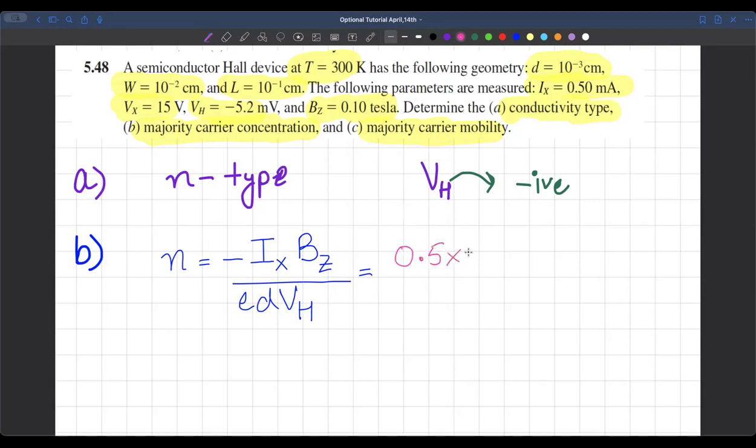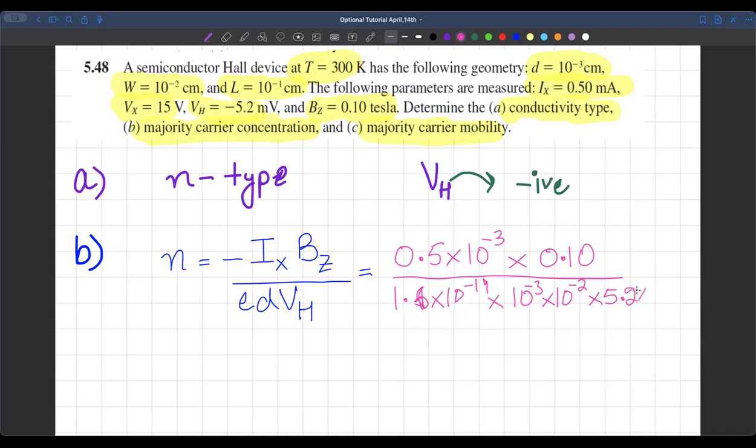And just convert to the standard, so 10^-3. BZ is going to be 0.1. And here 1.6 in 10^-19. D is already given. It's 10^-3 into 10^-2, converting that into meters, okay? Standard for all is going to be consistent. VH is negative, so that negative is already sorted out because I'm using plus here now, 5.2 in 10^-3. So nothing difficult, it's just a calculator job now. You'll get the answer, okay?